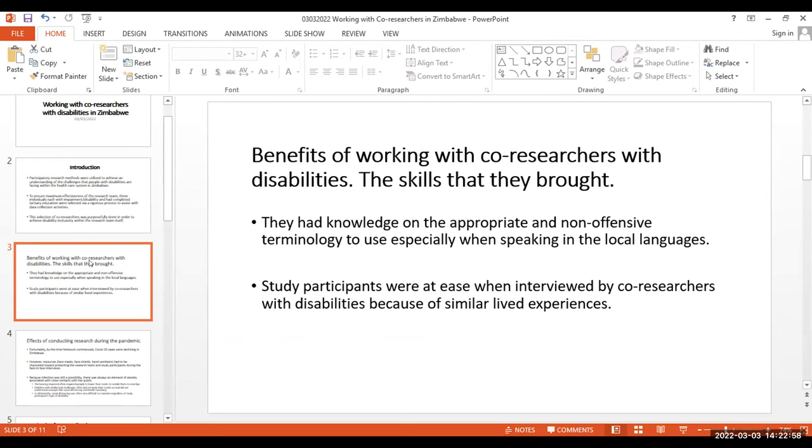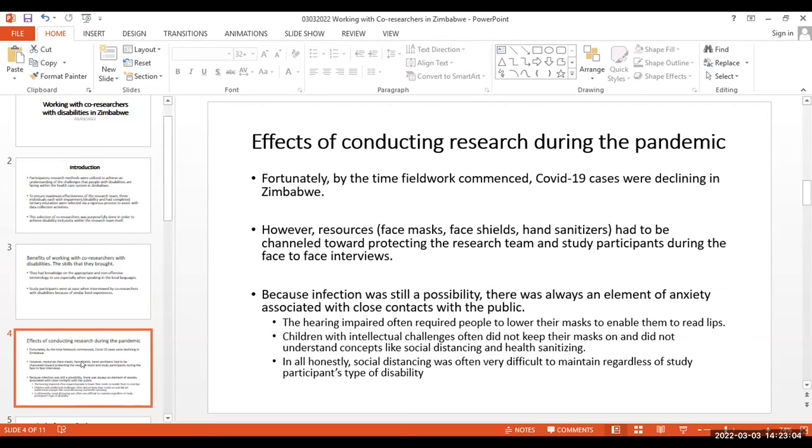We also had to contend with the effects of conducting research during the pandemic, because it was a new situation, the landscape was different. But fortunately for us in Zimbabwe, by the time we started our field work, our data collection activities, COVID-19 cases were on the decline, which meant that our restrictions had been eased. For instance, travel restrictions had been eased and we were allowed to travel between cities, between provinces, and we were able to travel down to our study site, which was good, which is a couple of 100 kilometers away from the capital city.